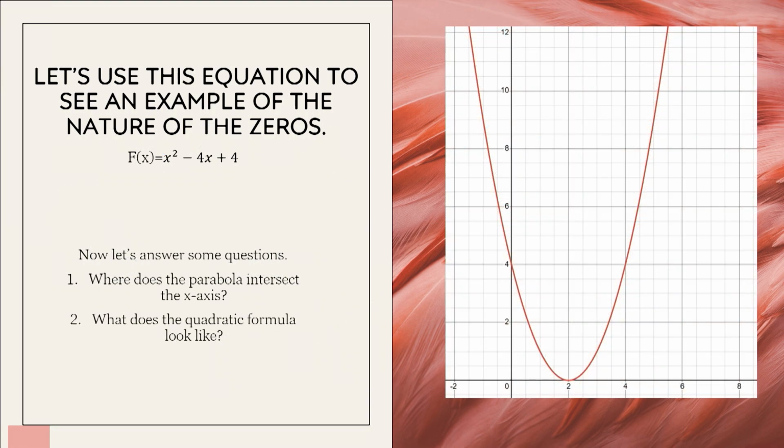So where does the parabola intersect our x value? Right here, where we said at (2, 0), and it only does once. What does the quadratic formula look like? We remember: opposite of b, plus or minus, let's take the square root, b squared minus 4ac, all over 2a.